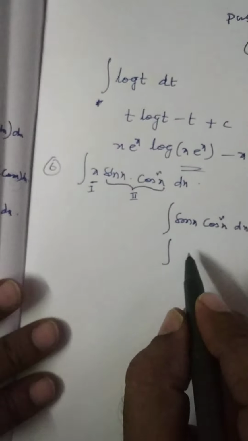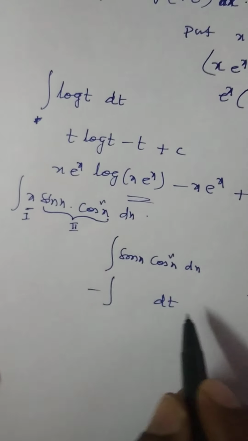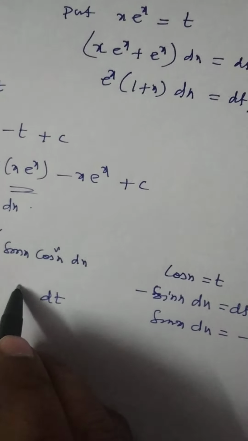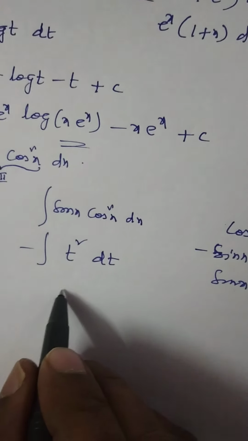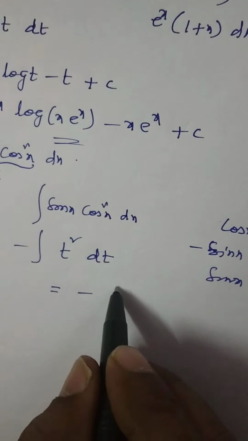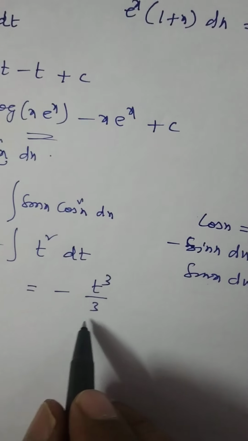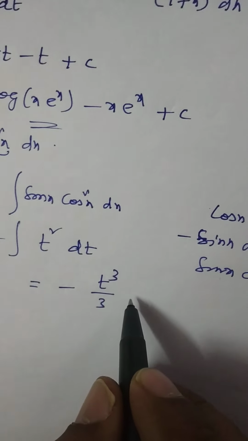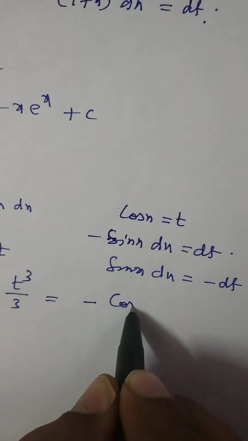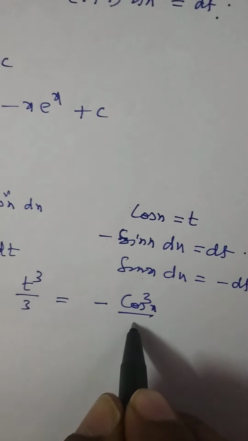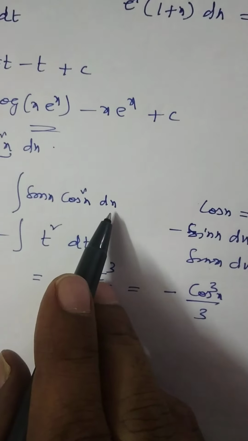So what you are going to get here: sin x dx is equal to minus dt, and cos x we are assuming as t. So t square we are going to get, so nothing but minus of t cube by 3. Integration of t square is t power 2 plus 1 by 2 plus 1, so t cube by 3 we are going to get. So that is nothing but minus, t is cos x. So minus cos cube x by 3 is the integration of sin x into cos square x dx.